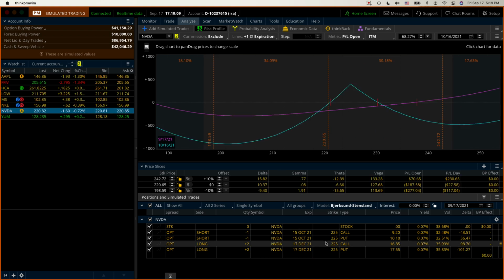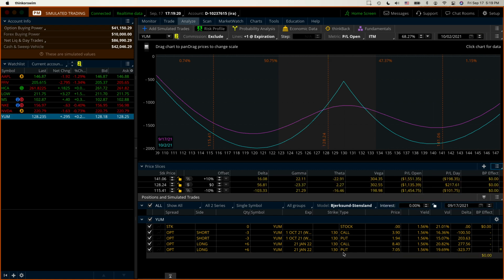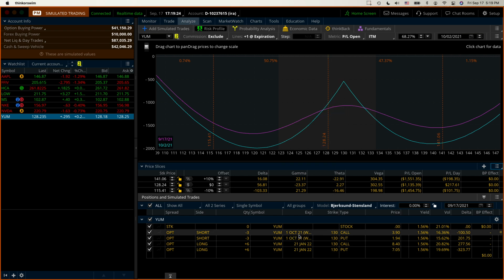No need to change anything right now. It's almost delta neutral. And then YUM. Let's reset this. We are right here in the cone. Do we need to roll them up? No, not really. October 1st is the expiration, so there's plenty of time for that.